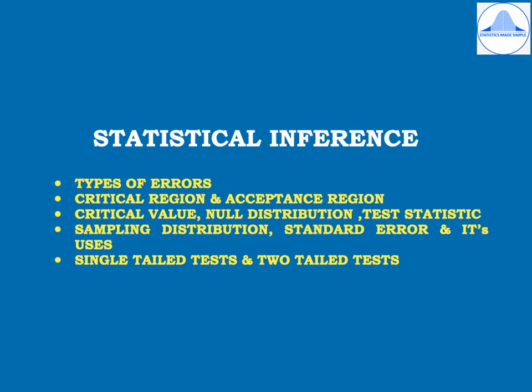In this video, I am going to explain many important definitions which are usually two markers, that is types of errors, then the critical region and the acceptance region, the critical value, null distribution, test statistic, sampling distribution, standard error, and its uses, single-tailed tests and two-tailed tests.